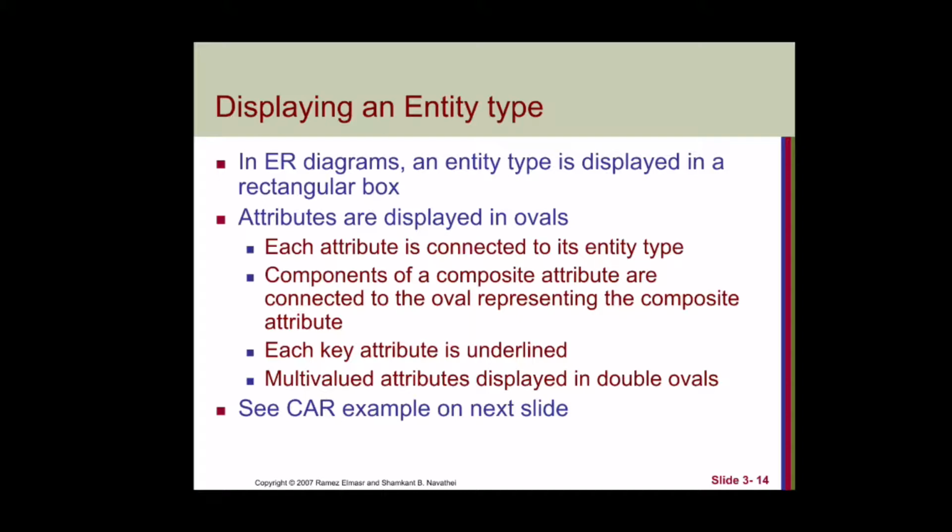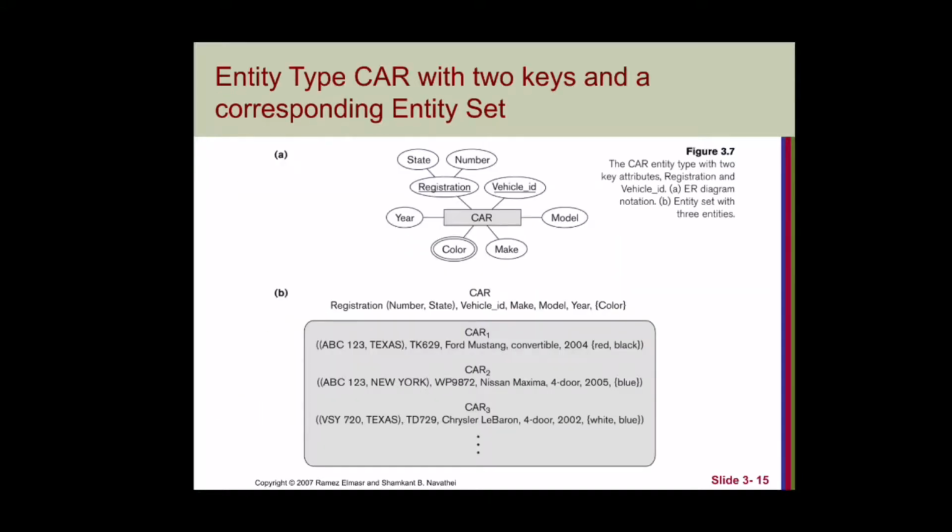Then multivalued attributes are displayed in double ovals. You can consider this example. If we have a car entity type, wherein we have attributes like year, model, color, make, right? This is nothing but attribute values. Apart from that, we can see color we have double circled. What is the meaning of that? It's a multivalued attribute. Then we can see a registration attribute which again has sub branches, right? Which is a composite attribute which has state and number as the sub attributes.